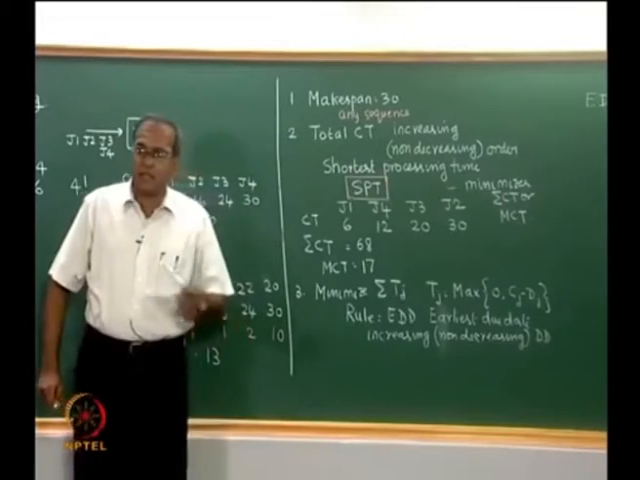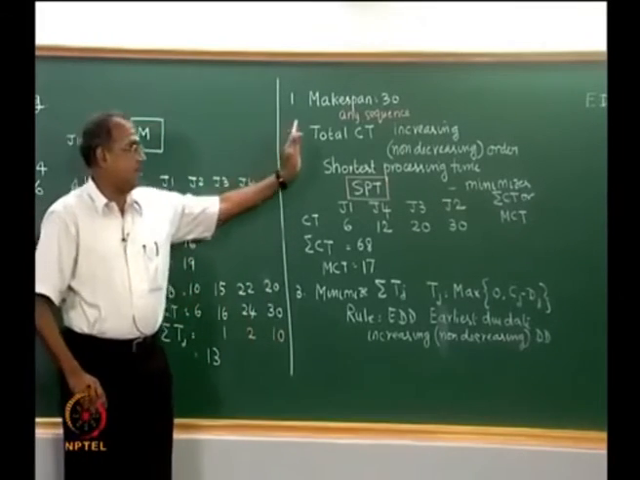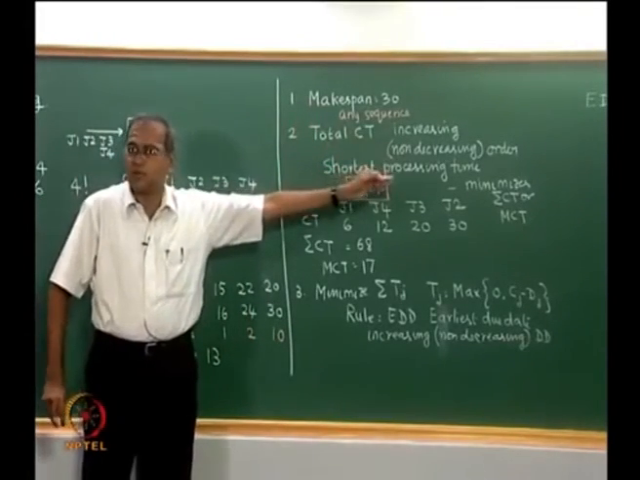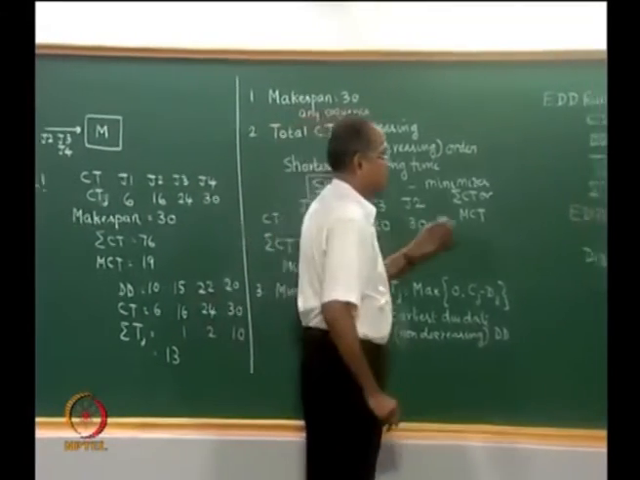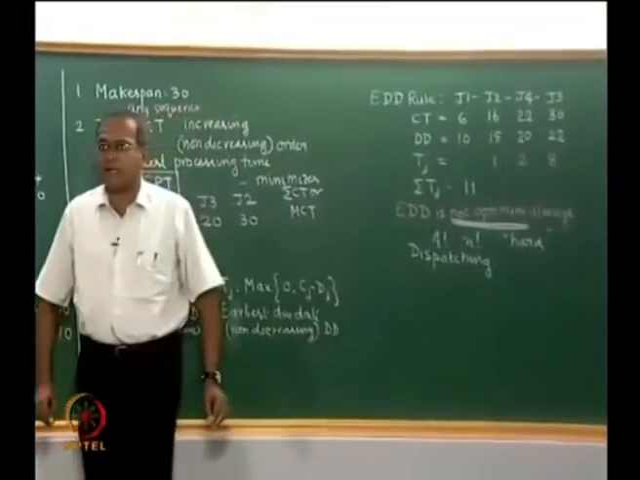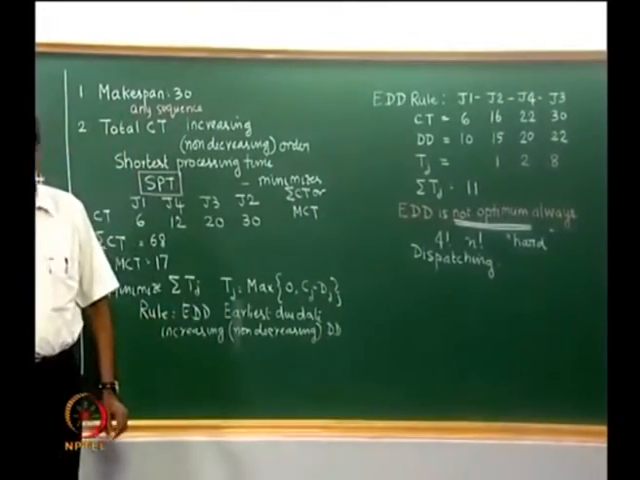At the end of our discussion on single machine problems, we realize that two important rules have come out. One is called the SPT rule, the other is called the EDD rule or the earliest due date rule.